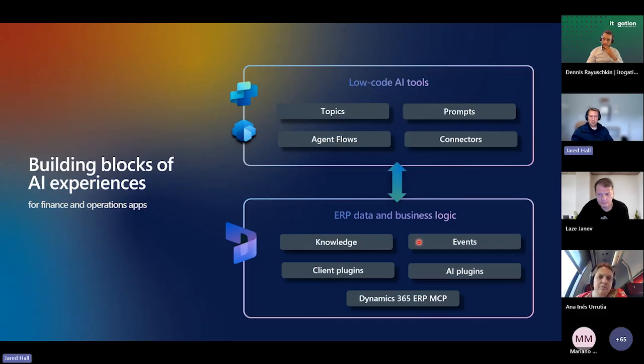We have our events. As we discussed, these could be used as triggers of data events and business events, using that business events framework for F&O to be used as triggers for those operations and create those autonomous agents.